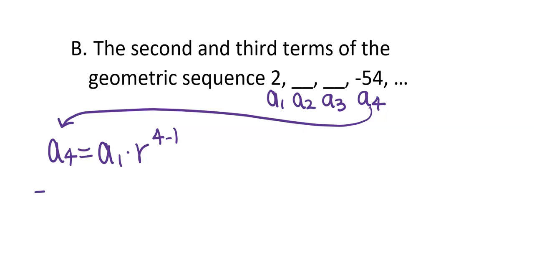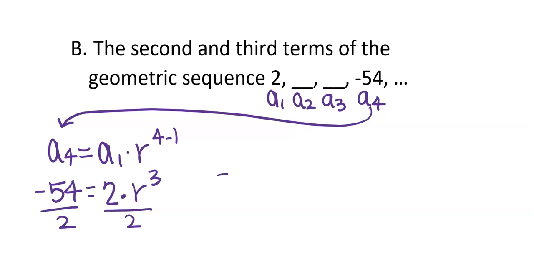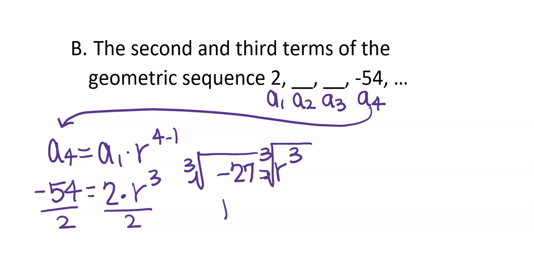Our fourth term is negative 54, so we'll plug that in. Our first term is 2, we'll plug that in. Our common ratio we do not know, but we do know that 4 minus 1 is 3. So now we start to solve, so we'll divide by 2. So we get negative 27 equals r to the 3. We're going to cube root both sides to undo that third power, and our r would be negative 3.